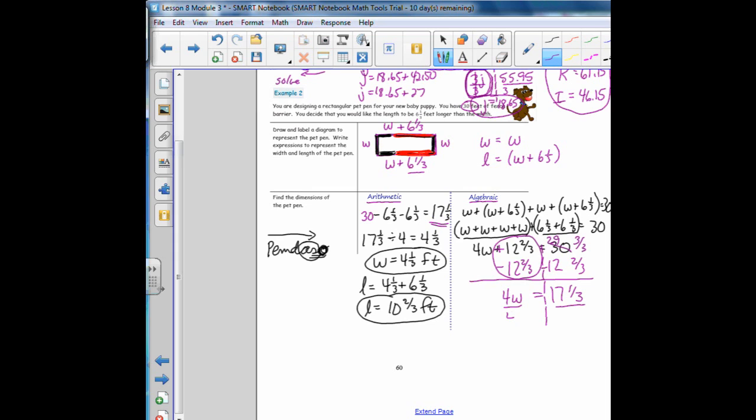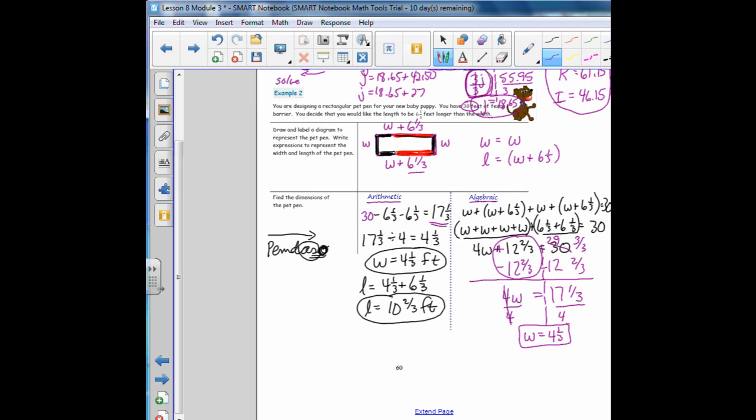So we want to divide by the coefficient. The purpose of that is to get 1 with a variable, because 1 times W is W. Then 17 1/3 divided by 4 is 4 1/3 feet. And that tells you the width of the rectangle.